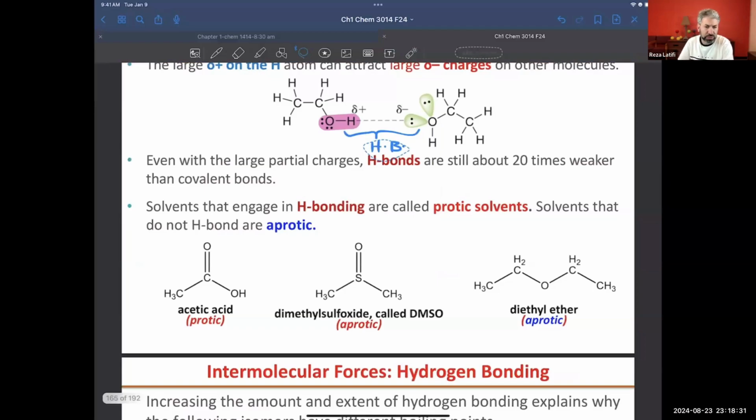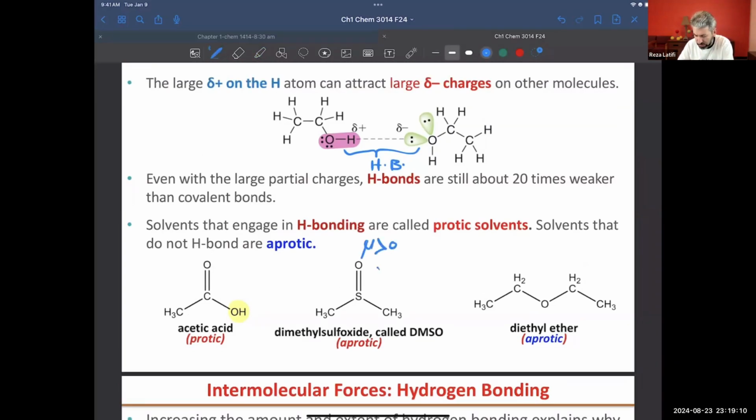Another thing I want to mention here is protic versus aprotic solvents. A protic molecule is one that has an acidic H attached to an electronegative element. And if you have H attached to an electronegative element, you will have polarity. How about aprotic? An aprotic solvent or molecule is one that does not have an acidic H. This molecule is polar, mu is bigger than 0, but there is no acidic H there. How about diethyl ether? That one is also polar, mu is bigger than 0, but there is no acidic H. That's the reason we call it aprotic.